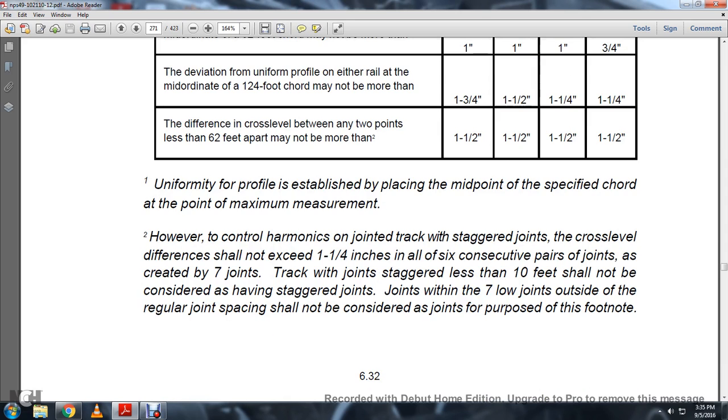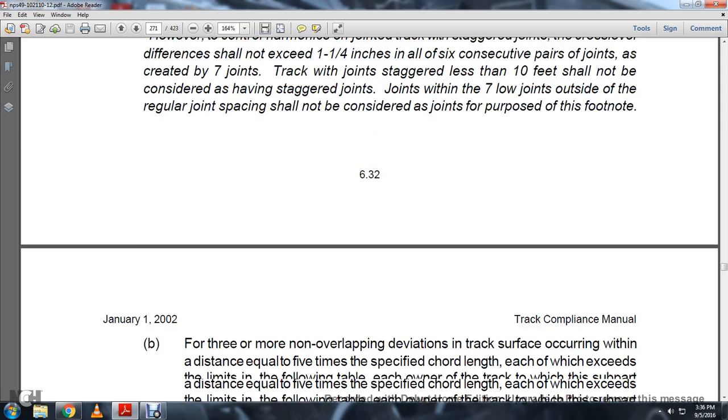Uniform profile is established by placing the midpoint of the specified chord at the point of maximum measurement. However, there is a control for harmonics on jointed track with staggered joints. The cross level differences shall not exceed 1 1/4 inch in all of the consecutive pairs of joints created by 7 joints. If the track joints are staggered and the stagger is less than 10 feet, it shall not be considered as having staggered joints. Joints will allow the 7 low joints outside of the irregular joint spacing, which is considered in the joints and explained with a footnote.